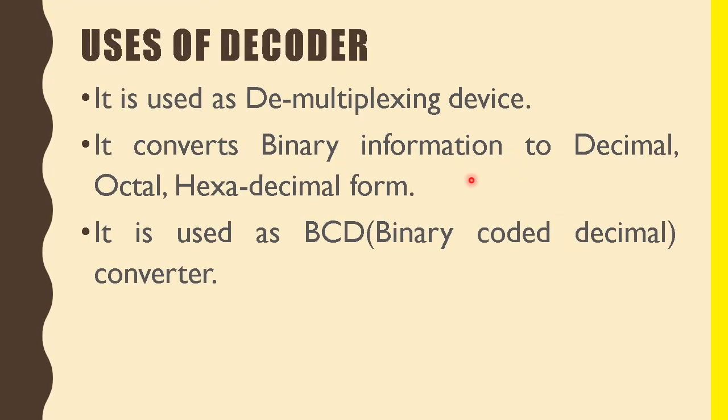Uses of decoder. It is used as a demultiplexing device. It converts binary information to decimal, octal, hexadecimal form. It is used as a BCD, meaning binary coded decimal, converter.